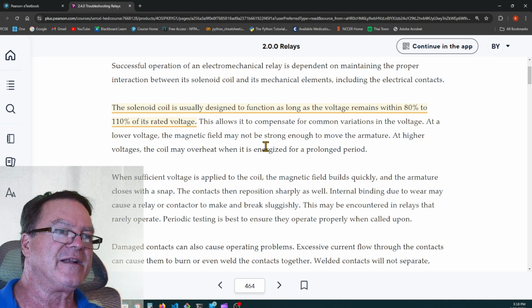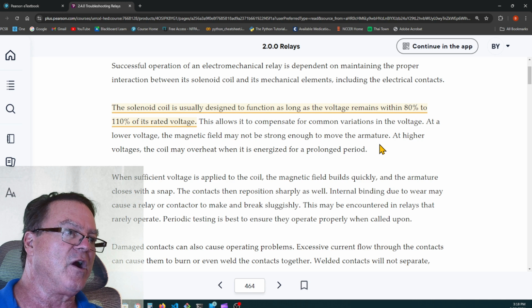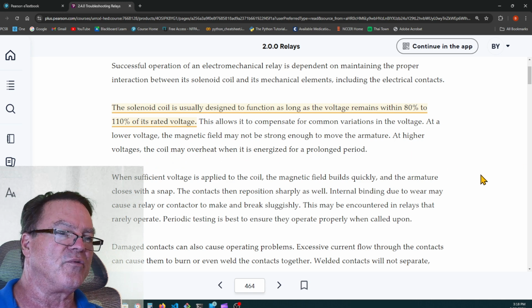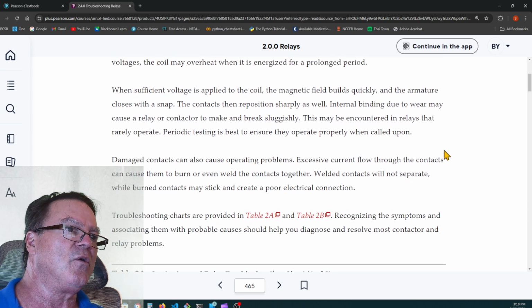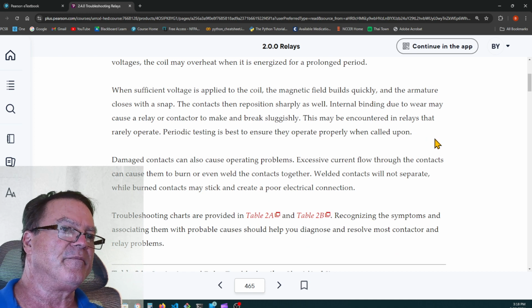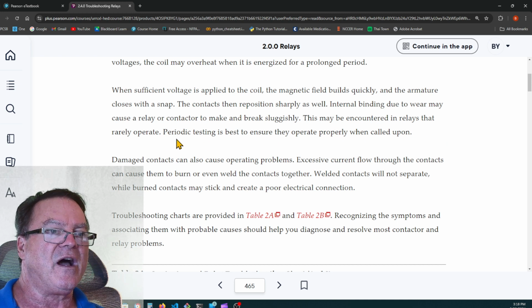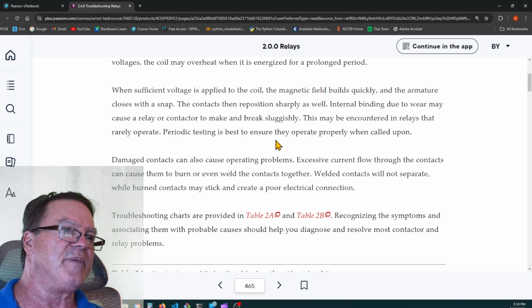At a lower voltage, the magnetic field may not be strong enough to move the armature. At higher voltages, the coil may overheat when it's energized for a prolonged period of time. When sufficient voltage is applied to the coil, the magnetic field builds quickly and the armature closes with a snap. The contacts then reposition sharply as well. Internal binding due to wear may cause a relay or a contactor to make and break sluggishly. This may be encountered in relays that rarely operate. Periodic testing is advised to best ensure they operate properly when called upon.